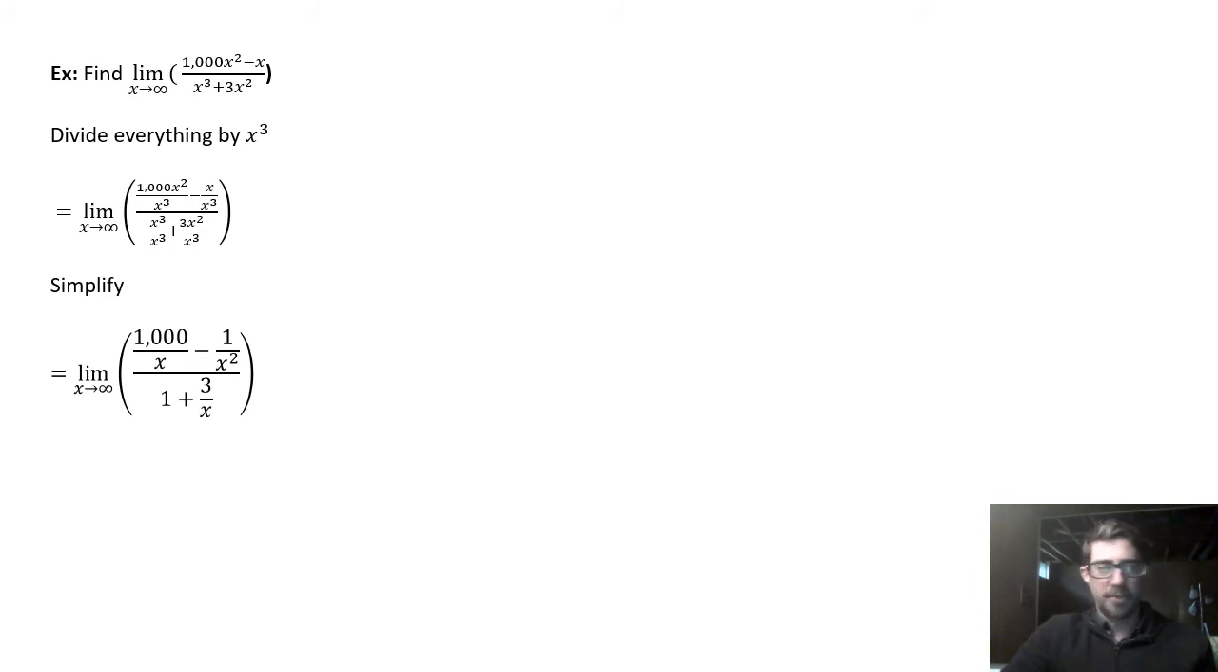And now the same thing's about to happen. Everything that looks like 1,000 over x or 3 over x or 1 over x squared, all that stuff goes to 0 as x becomes large. So you can just say that. You just put 0 in there. So we're breaking it up into those 4 separate limits, but we're going to skip that step because we don't really need to write down what we're doing.